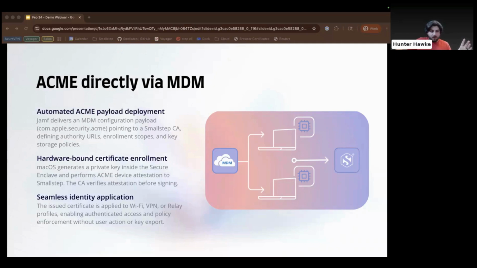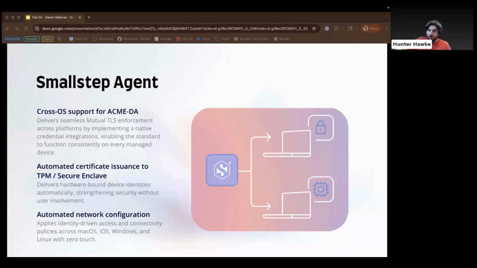This direct flow only works in the Apple ecosystem because, again, Windows, Linux, Chrome OS don't natively support it. So to address that problem, Josh and our core engineers have been working on our agent. All right, thanks, Hunter. Yeah, so as Hunter mentioned, there is native support for ACME device attestation in the Apple MDM protocol.